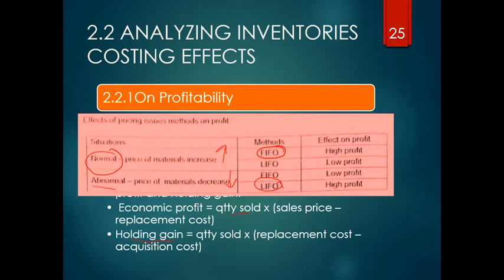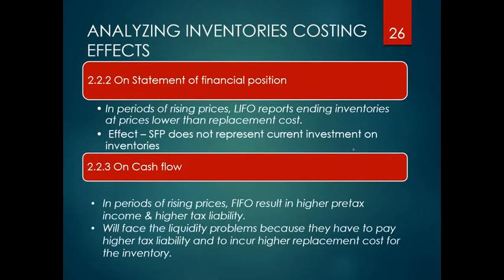So basically ni lah summarization untuk effect kepada profitability, statement of financial position as well as cash flow. Bila highest profit, maksudnya cost of goods sold dia kurang. That's why you punya profit will dapat banyak. Okay, remember this one je. So on statement of financial position, in period of rising prices, Lifo report ending inventory at prices lower than replacement cost. Sama macam summarization tu lah. Okay, so effect dia, statement of financial position does not represent current investment on inventories.